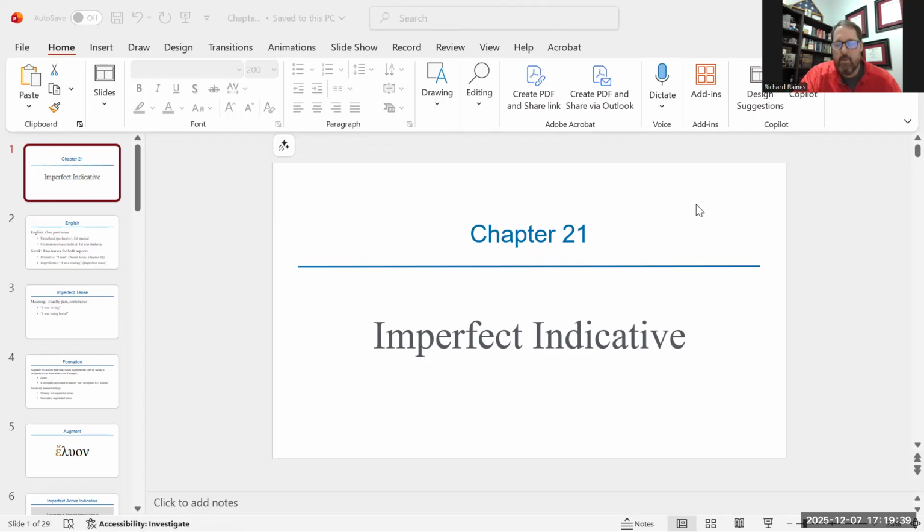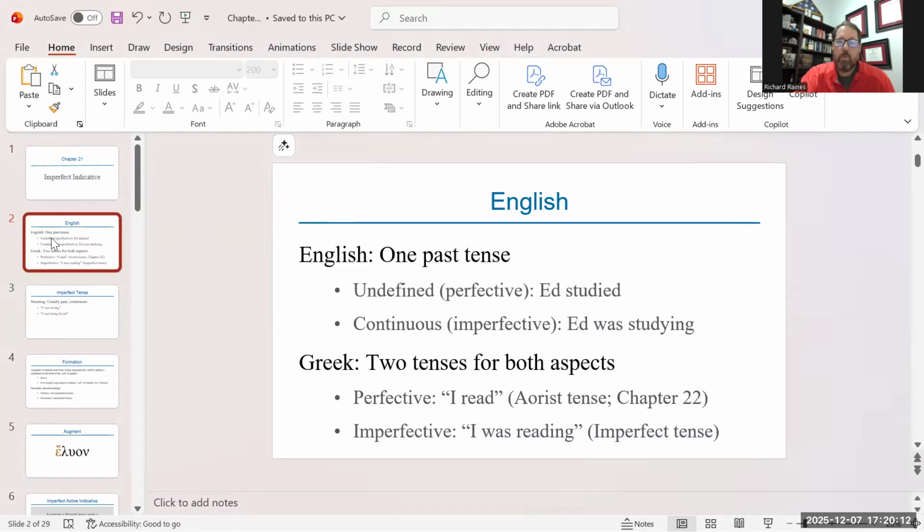Okay, so now that we are all confused and we all regret trying to learn Greek because of chapter 20, we can move on to chapter 21. And you should not have too much trouble with chapter 21, where we will talk about the imperfect indicative. This is one of the more common verb tenses that you'll see in the New Testament.